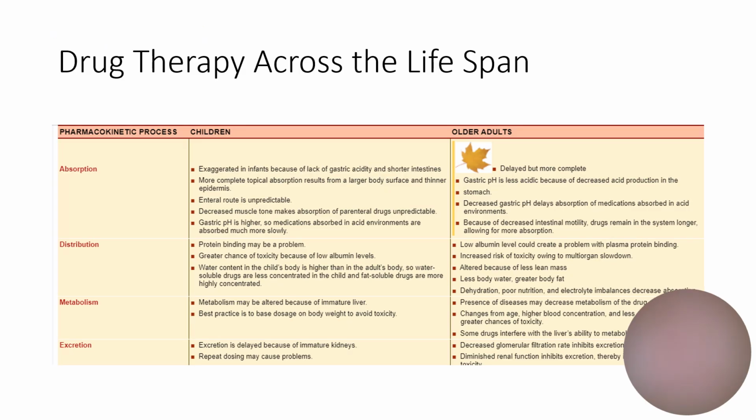This is just a table in your F.A. Davis book, chapter 23, that shows you how the effects happen in children versus older adults, or across the lifespan, and how it affects absorption, distribution, metabolism, and excretion. You don't have to memorize that. It was just a little table to show you what happens across the lifespan.